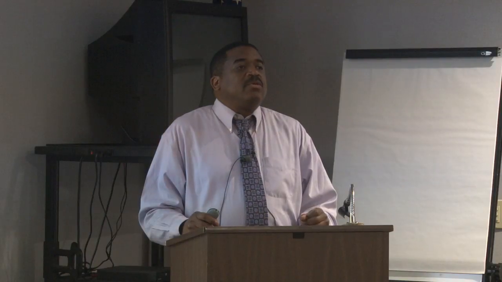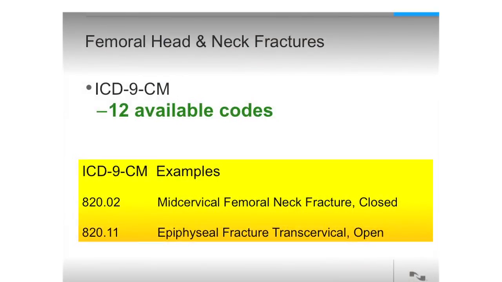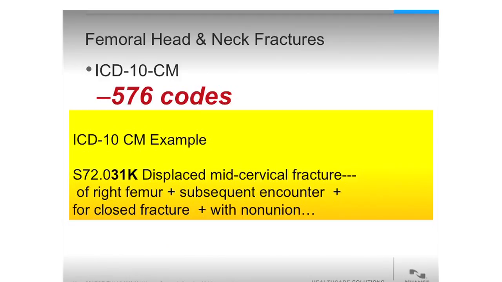Many of you memorize your codes because you use just a handful of them. I'm telling you now, those days are over. Mid-cervical femoral neck fracture closed. There are 12 available codes for that in ICD-9. In ICD-10, there'll be 576. So your little cheat sheets will probably be going out the door. You're saying, how is that even possible? We're still going to describe the fracture, a displaced mid-cervical fracture, but we're adding new information into the single code. Right or left, remember we have to include that laterality.